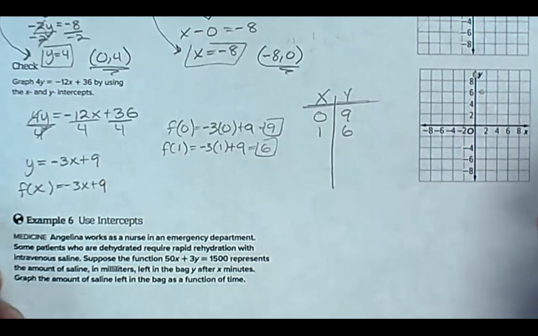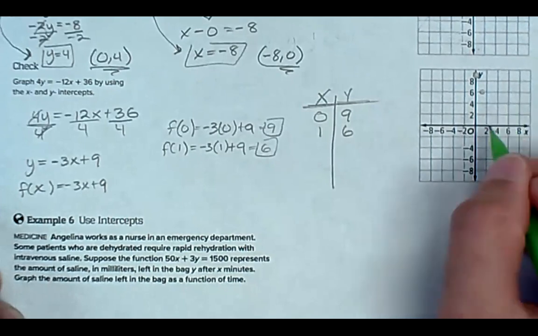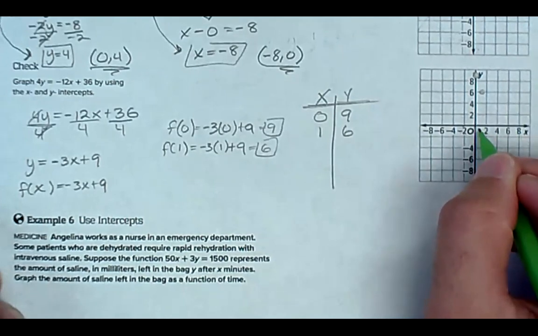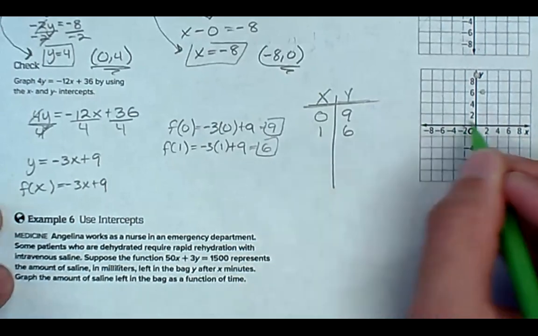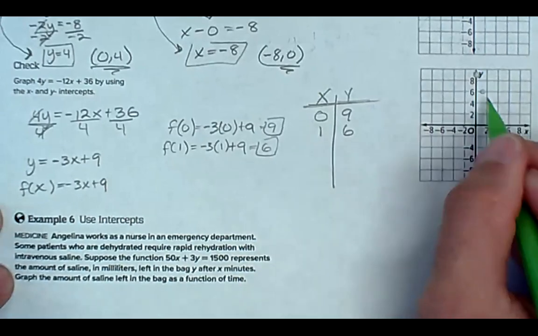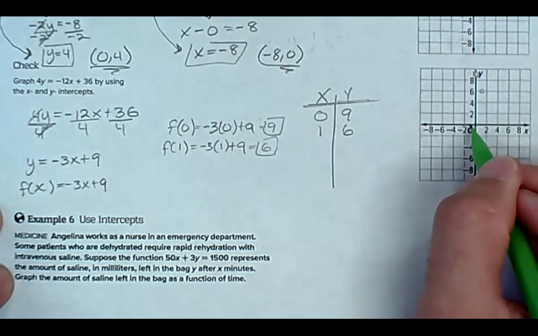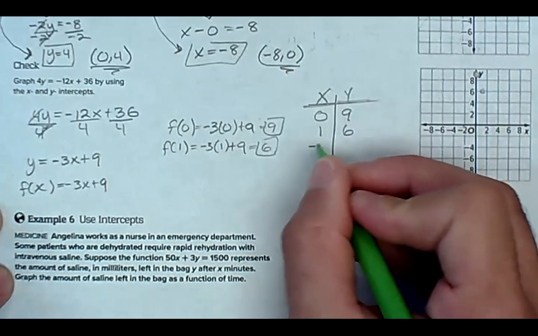Okay, I think you can sense the idea that if I were to put negative numbers, I could see that this line goes downward from left to right. So if I put a negative number, like say negative 2, I might be out of my graph.